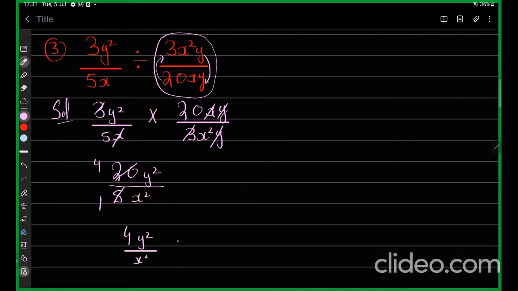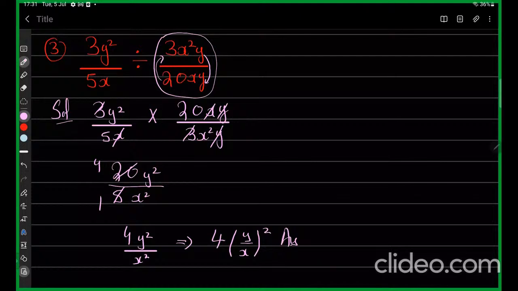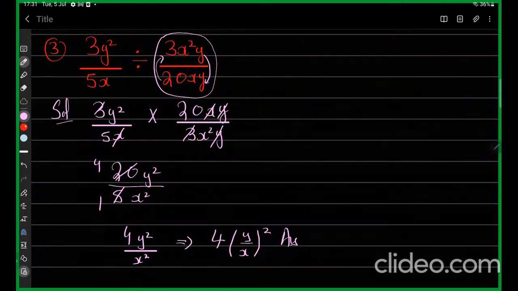And finally, we can simplify it further and write it as 4 multiplied by y by x with 1 power, because we can see that both the powers are same. So we can write it down this way. So I'll explain this again, and then if you're not able to understand, I will repeat.